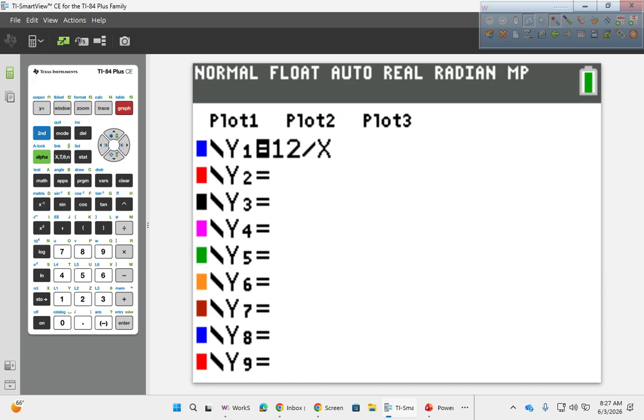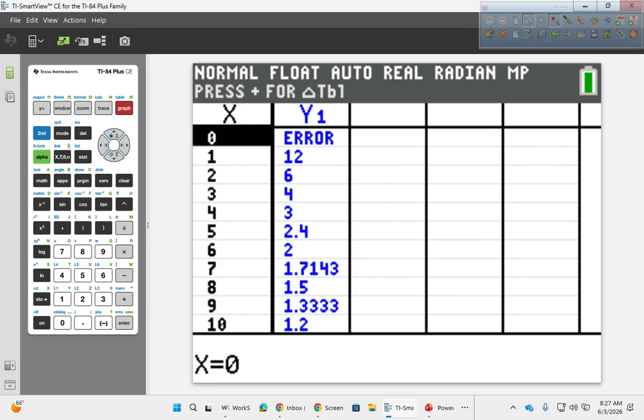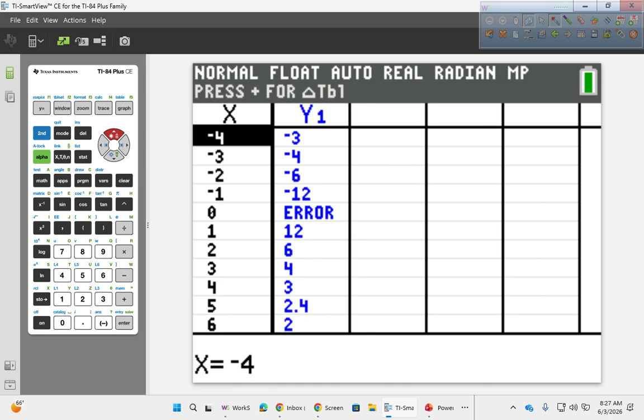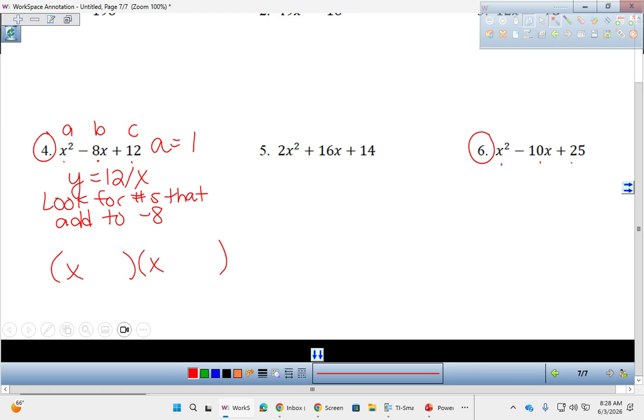And I'm looking for 2 numbers next to each other that add to 8. Right now, all of my numbers add to positive things. 1 plus 12 is 13. 2 plus 6 is positive 8. 3 plus 4 is 7. Where do I got to go? Up. I got to go to the negatives. Negative 1 plus negative 12 is negative 13. Negative 2 plus negative 6 is negative 8. So my numbers are negative 2 and negative 6. And it doesn't matter if you put the negative 6 first or the negative 2 first. This is my answer.